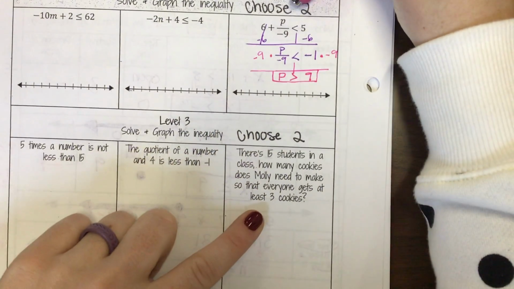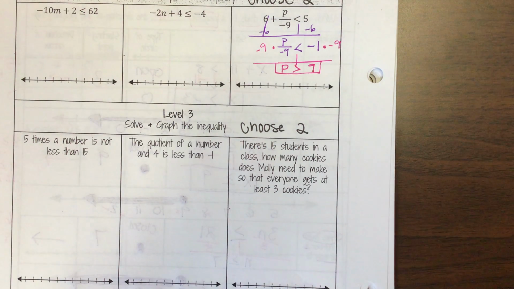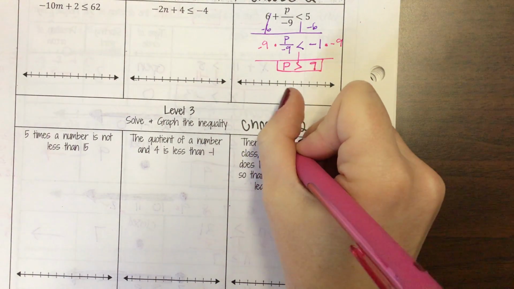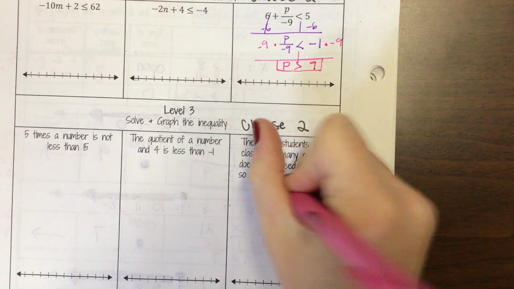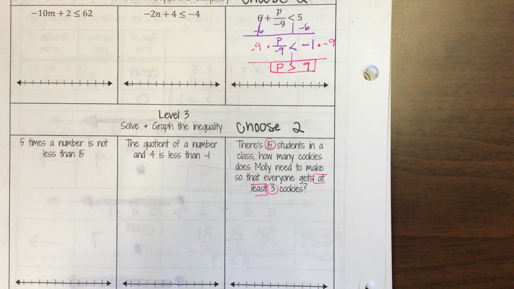Okay, and then I'll do this one from level 3. There's 15 students in a class. How many cookies does Molly need to make so that everyone gets at least 3 cookies? Okay, so 15 students, everyone needs at least 3. Let's box "at least." That is an important part of that.